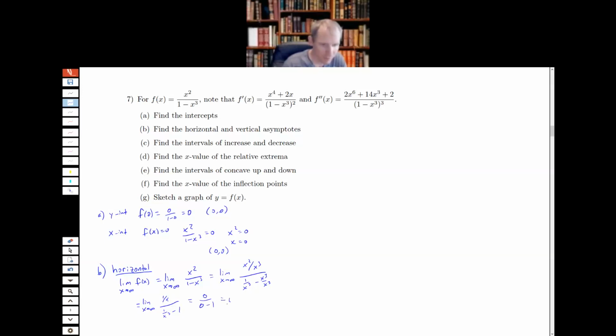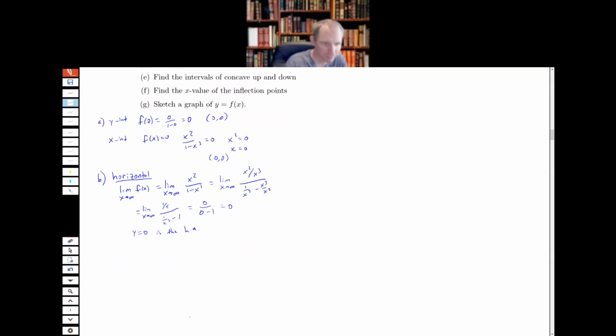Look at 0 over 0 minus 1, which is 0. So y equals 0 is the horizontal asymptote. Okay. Now let's look at the vertical asymptotes.